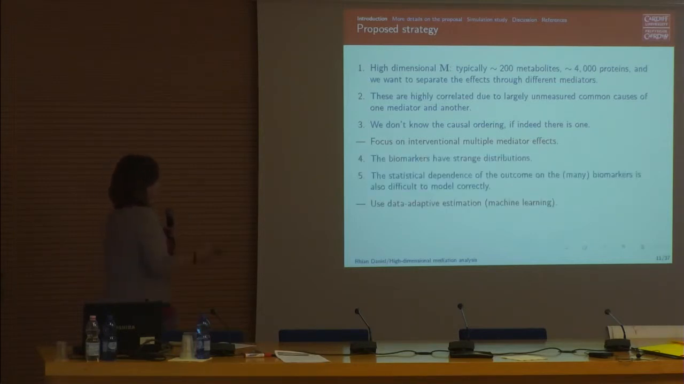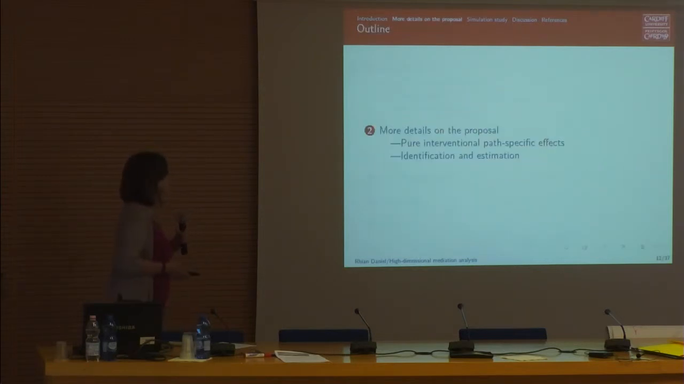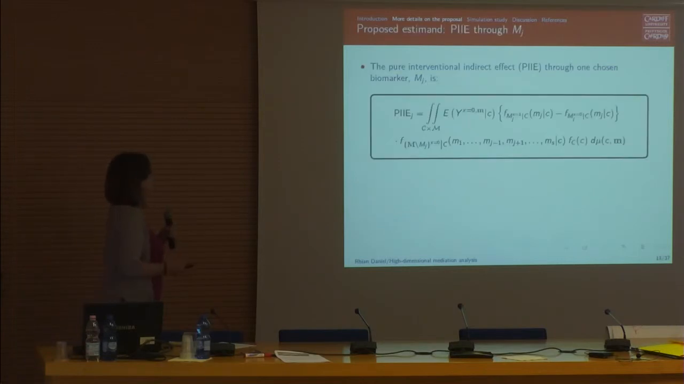And then to deal with the fact that the biomarkers have strange distributions and that the statistical dependence of the outcome on these many biomarkers is going to be essentially impossible to model correctly using conventional techniques, I'm going to focus on data adaptive estimation. By that I mean machine learning algorithms, these modern computerized techniques for predicting one variable from a bunch of other variables. So here are a few more details.